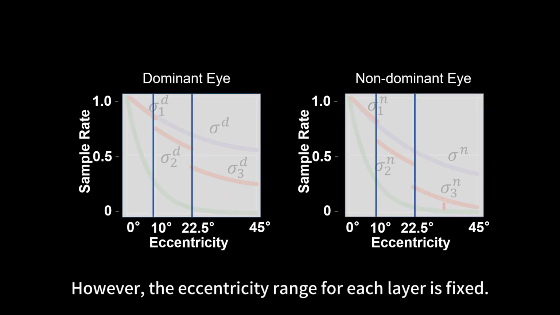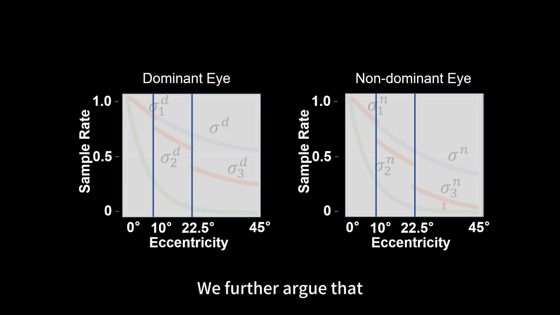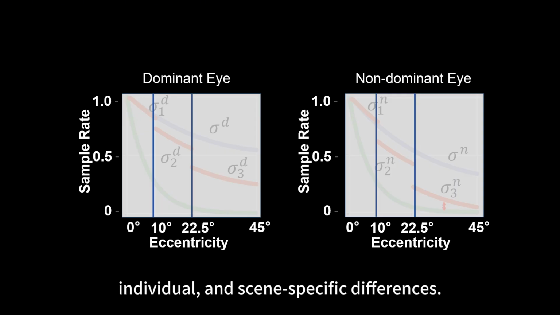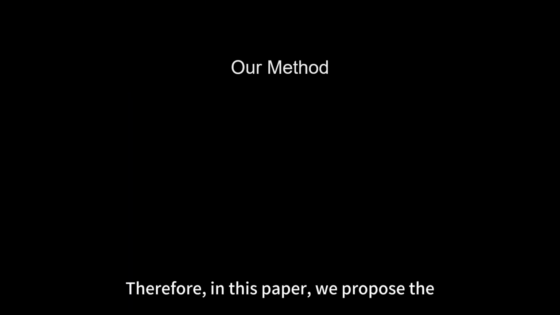However, the eccentricity range for each layer is fixed. We further argue that the eccentricity ranges should vary between the eyes due to inter-eye, individual, and scene-specific differences. Therefore, in this paper, we propose the dominant eye-aware asymmetric foveated rendering method, namely DEFA.